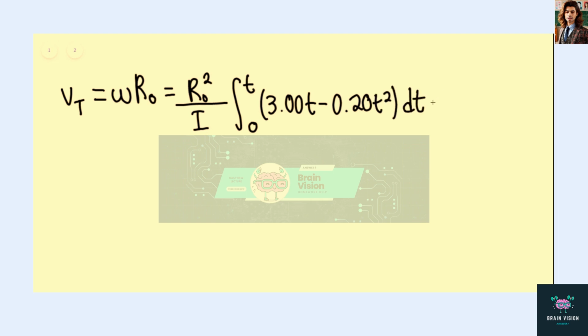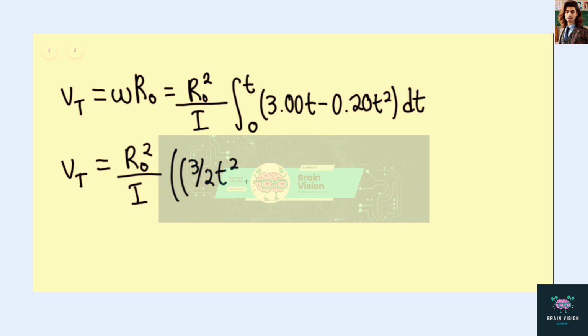And so we can then solve and say that the tangential velocity would equal r squared divided by the moment of inertia multiplied by 3/2 t squared minus 0.20 divided by 3 t cubed, and the units are Newton seconds.